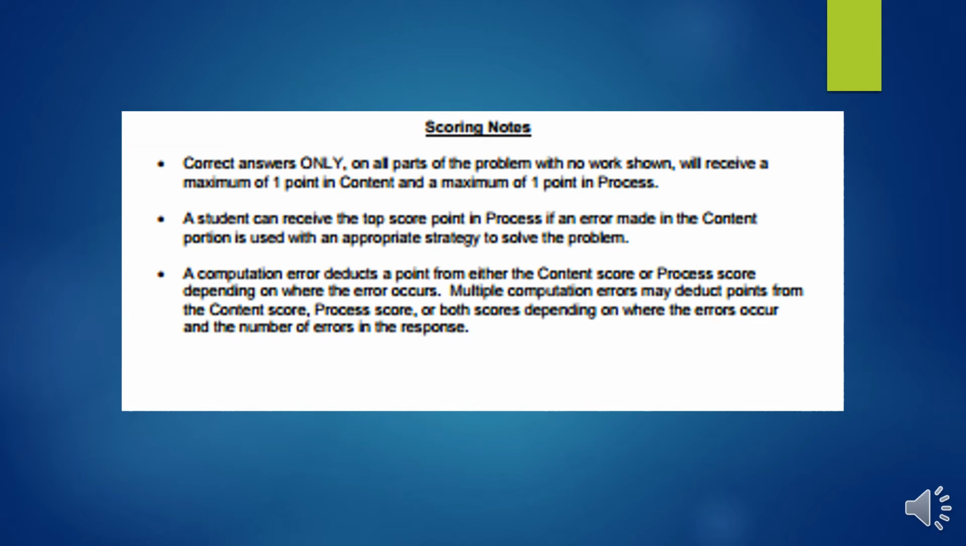Also, you can receive full credit for process even if you don't do the math correctly, as long as your formula or equation is set up correctly. So if you show that you knew how to work the problem, but you made a mistake in your calculations, you can still receive full points for process. You would only lose a point in content because you didn't solve correctly.